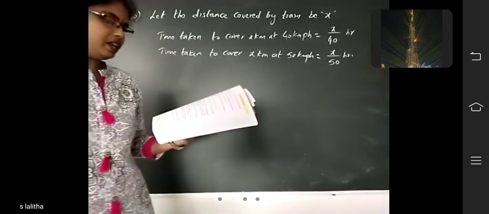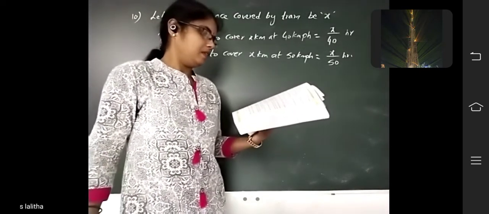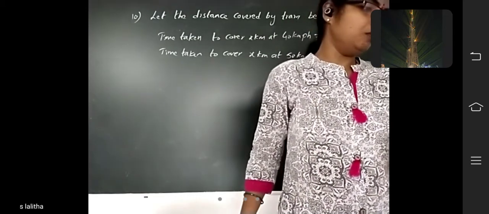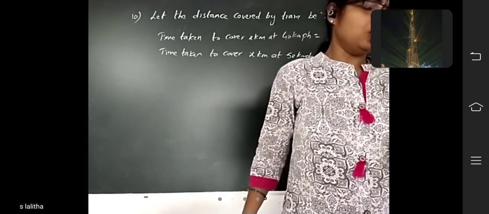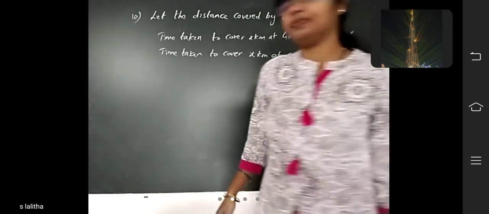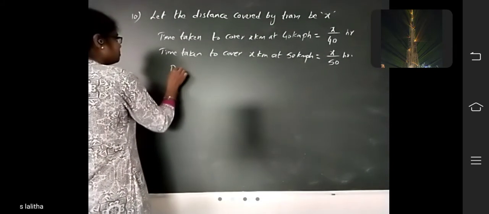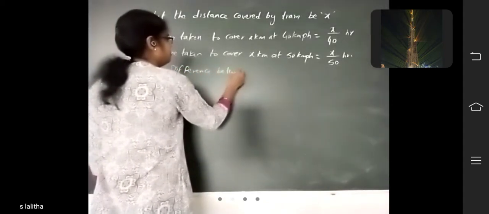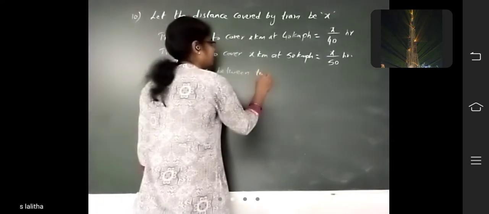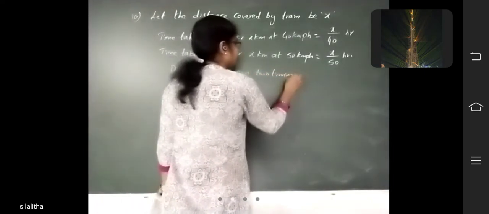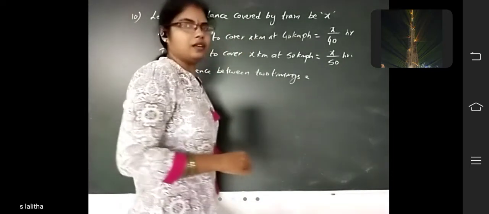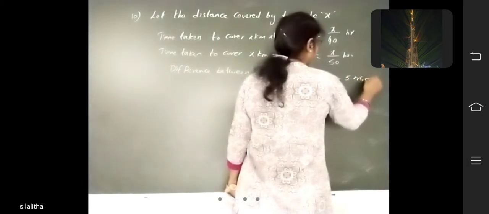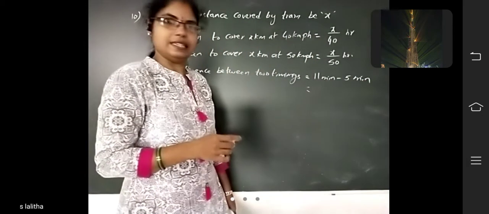Okay, next what is given here? It moves at 40 kilometers per hour, it is late by 11 minutes. It moves at 50 kilometers per hour, it is 5 minutes late. Okay, so the difference between the two timings is equal to 11 minutes minus 5 minutes. How many minutes difference? 6 minutes difference.